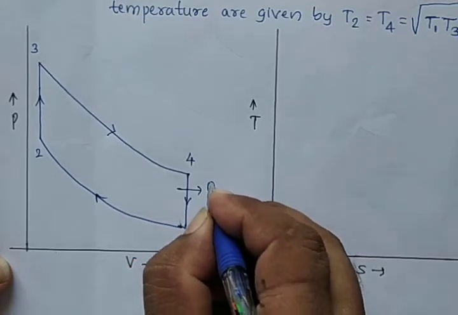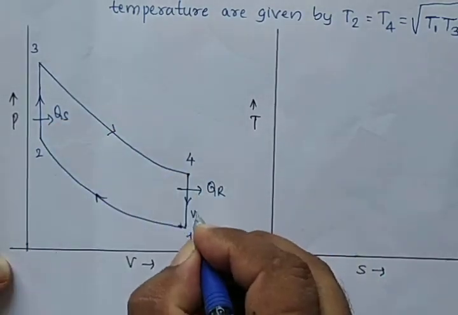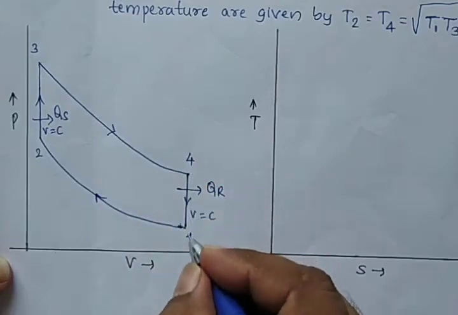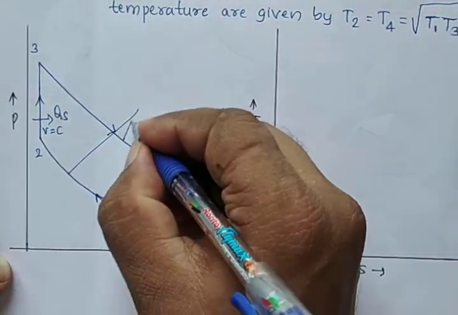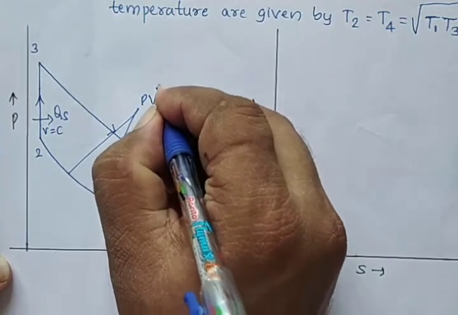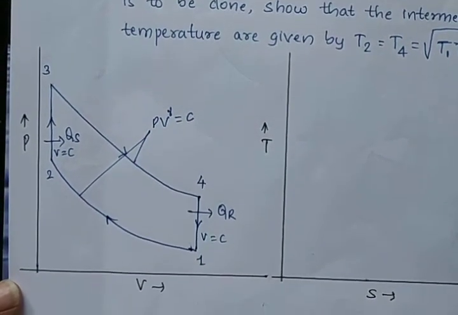So, V equal to constant for both these processes, that is 2 to 3 and 4 to 1, and then 1 to 2 isentropic compression, and then 3 to 4 isentropic expansion, that is PV to the power gamma equal to constant. You can see the diagram now.